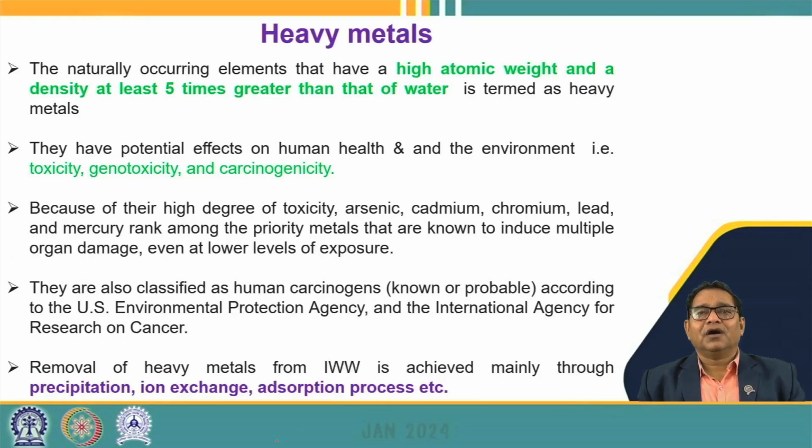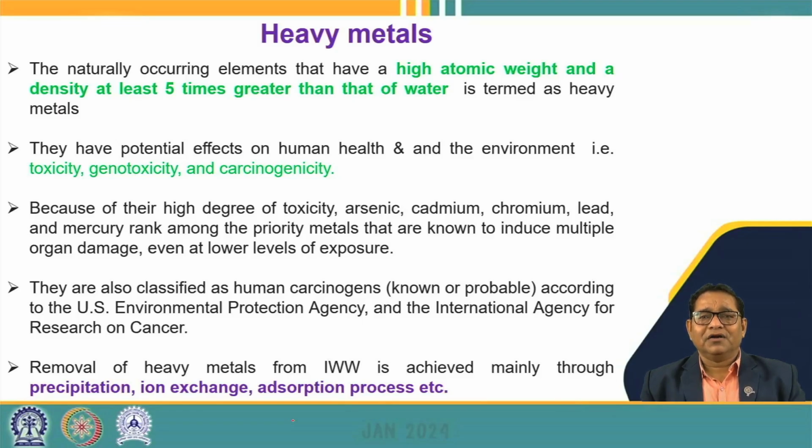Then let us talk about the heavy metals. Heavy metals are naturally occurring elements. Basically, if we define heavy metals, they are metals which have a high atomic weight and a density at least 5 times greater than that of water. They have potential effects on human health and the environment: they may cause toxicity, genotoxicity, and are carcinogenic in nature.